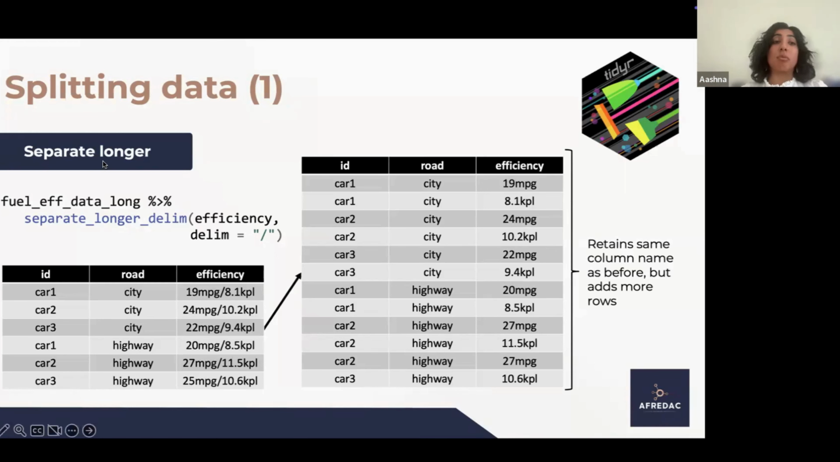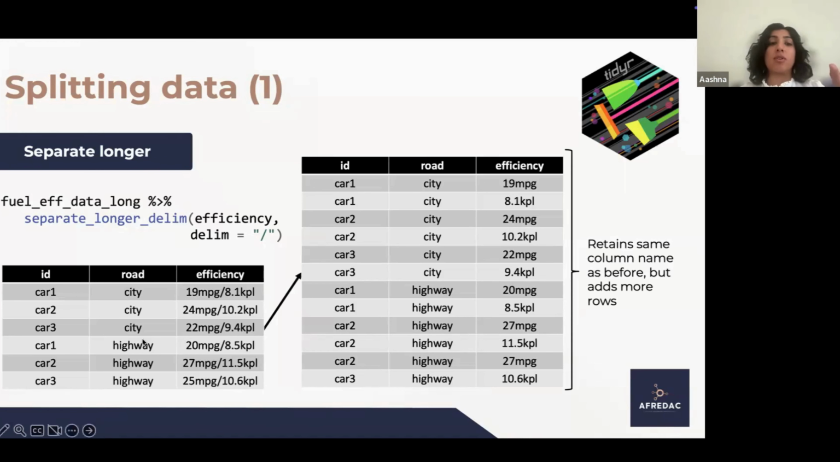So over here, it's called separate longer. The function is separate longer delim. So that's a delimiter. So basically that specifies where I want to separate. So over here, I'm saying separate longer delim. I would like to separate my efficiency column. So that's this column right here. And I specify that the delimiter, or delim, is this /. So everything before the / should be in one place, and everything after the / should be in one place. And these 2 things should be separated longer.